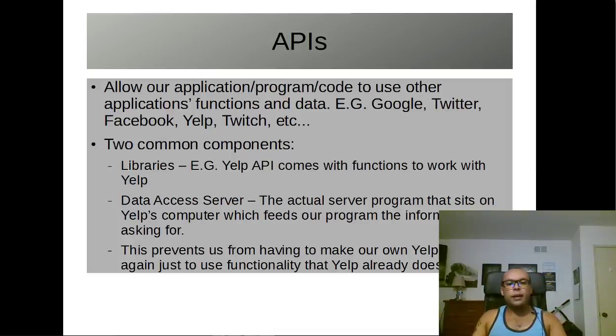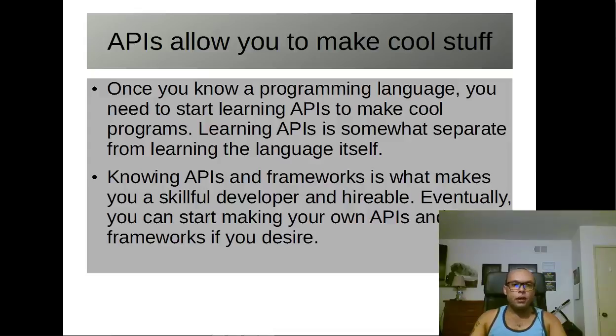This prevents us from having to make our own Yelp all over again or our own Google Maps all over again just to use functionality that Yelp and Google Maps already have, for example. So the important thing to note here is that APIs allow you to make really cool stuff. Once you know a programming language, you need to start learning APIs to make cool programs. Learning APIs is somewhat separate from learning the language itself. So, for example, if you learn JavaScript, it's like, okay, cool, you can move stuff around a page and you can do dynamic stuff and you can make a JavaScript calculator and stuff like that. But in order to really make a nice application these days, you're going to be using APIs.